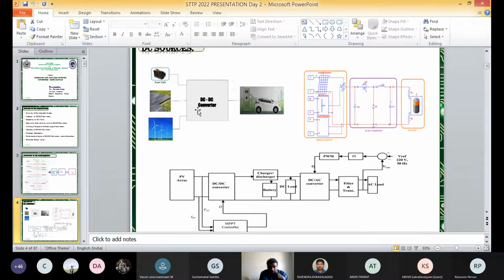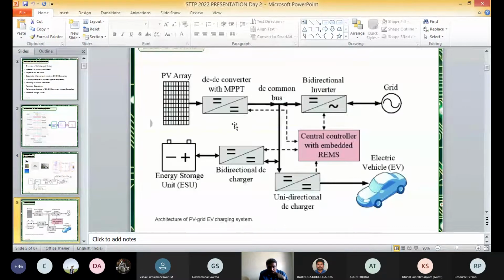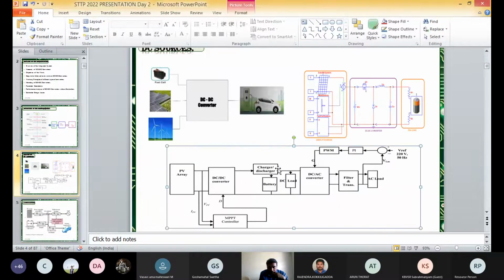That's why, with the help of the DC to DC converter, we need to change one level to the other level. These are some other applications for the DC to DC converter. And here I am showing a simple example, that is the PV array DC to DC converter with the help of MPPT tracking. With the help of the MPPT tracking, I am trying to get the maximum power from the solar PV system.